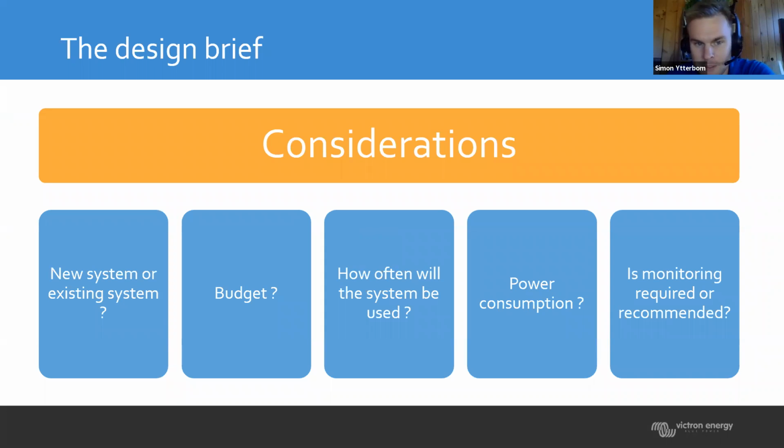Design aspect, there's a couple of different things to consider. If it's a new or an existing system is one of them, but also what kind of budget, because budget affects sizing, the most important aspect of the system. How often will the system be used? Is this something that we use seasonally, year round, or only for a short period of time? The power consumption is something we're going to cover in depth here, and then also monitoring, if that's required or needed. As I said, a quality battery monitor would be the first thing to look into here.